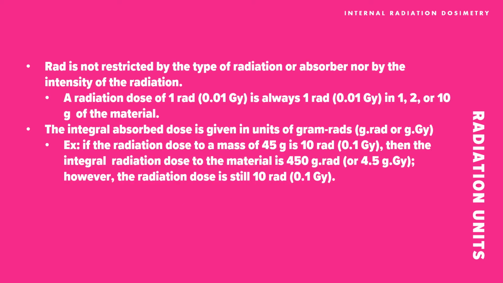As I mentioned earlier, rad is not restricted to any type of radiation, regardless of alpha, beta, gamma, or even X-ray. It means that when we talk about a radiation dose of 1 rad or 0.01 gray, it will always be 1 rad, regardless of whether the material is 1 gram, 2 gram, or even 10 gram. Because when we talk about radiation, we are not talking about the weight. We're talking about radiation dose. So 1 rad will not change even if the material is heavier or lighter. If it started as 1 rad, it will be 1 rad internally.